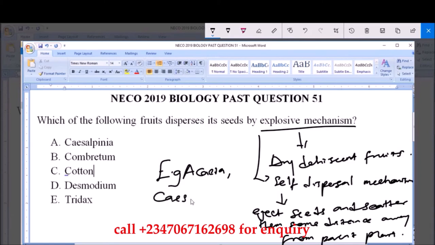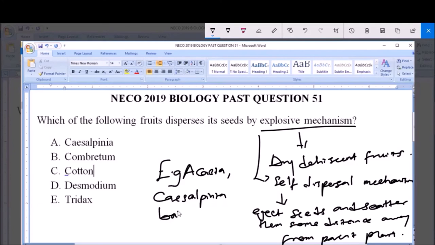the castalpinia, the balsam fruits, and the oil bean fruits. And from our options here, you see that option A is castalpinia. So castalpinia is a fruit that disperses its seeds by explosive mechanism, and that is the answer to this question.